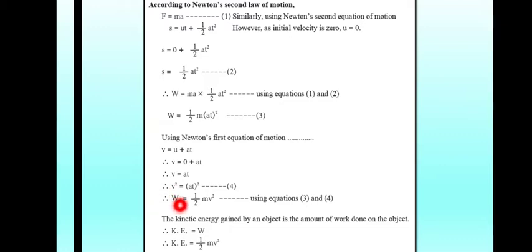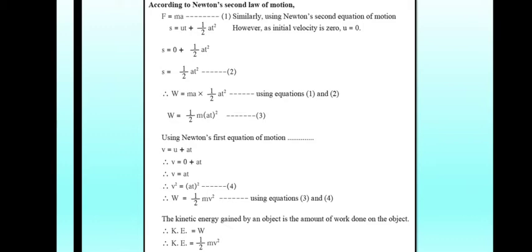So W is equal to, putting in this equation, using equations third and fourth, half m a t square is v. So a t square will become v square. So half m v square. So very easy. Kinetic energy gained by an object is the amount of work done on the object. So kinetic energy is equal to work done. So what is work done here? Half m v square. So kinetic energy is given by half m v square. This equation is very important. It will be asked in the exams.